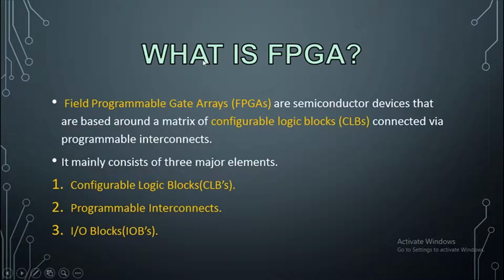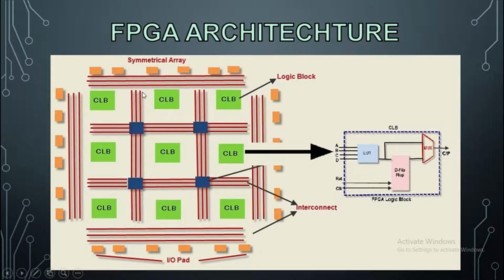So, what is an FPGA? An FPGA is a semiconductor device that is based around a matrix of configurable logic blocks connected via programmable interconnects. FPGA consists of 3 major elements: configurable logic blocks, called CLBs, programmable interconnects, and IO blocks, called IOBs. This is the FPGA architecture. These are the programmable interconnects. These are the IO blocks, the IOBs.